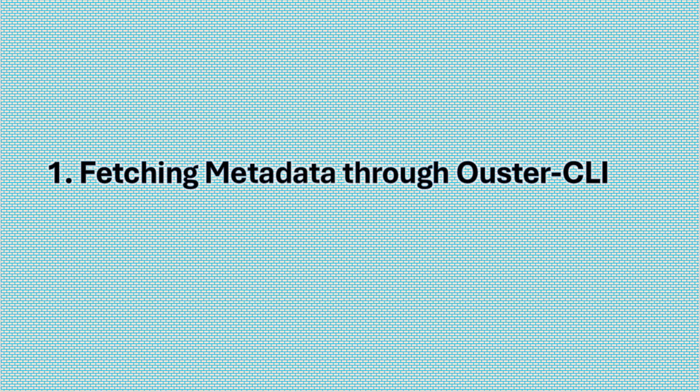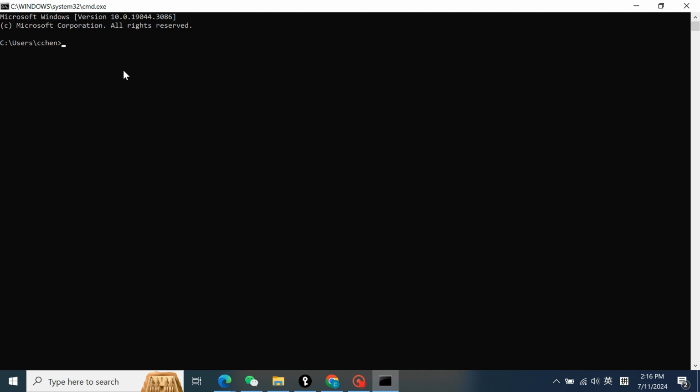The first method is fetching metadata through Ouster-CLI. To use the Ouster-CLI utility, we need to install the Ouster Python SDK. Python 3.8 or above version is required to install the latest Ouster Python SDK. On my computer, 3.11.8 is installed.